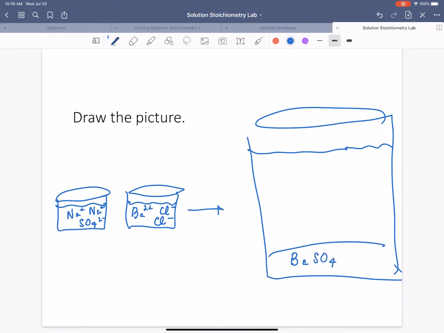Barium was a limiting reactant. There was a little bit of sulfate left over, so sulfate ion is still floating around. The sodium ions and the chloride ions were spectators. They are present, but they didn't participate in the reaction.